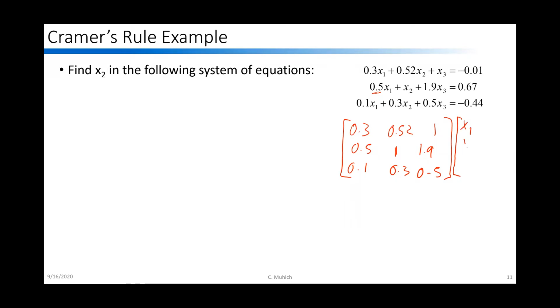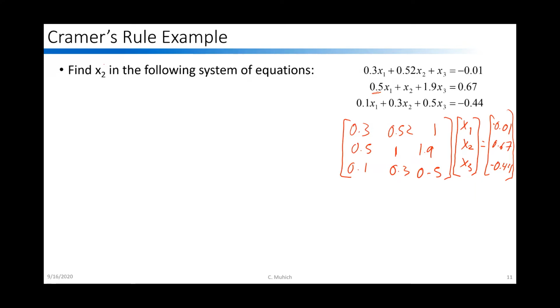We have x1, x2, x3, and then that's going to equal negative 0.01, 0.67, and negative 0.44. Right. So we've got this in matrix form. Now we're ready to solve out the system of equations.